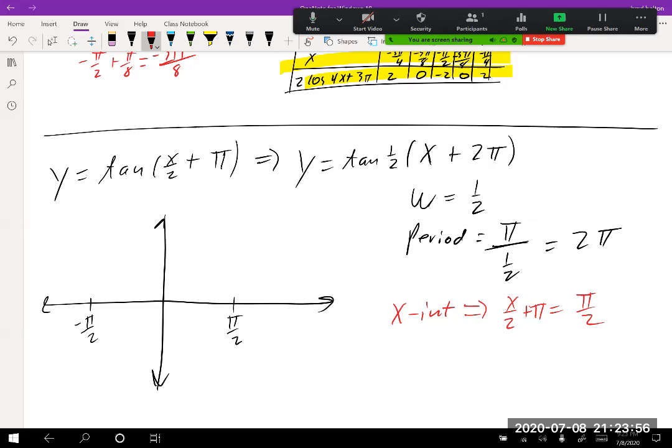Okay, because that's when cosine would be a problem. That's when it normally is, right? So now we can take into account x. I'm just going to multiply everything by 2. So this would become x plus 2 pi equals pi. Subtract 2 pi, subtract 2 pi. So x equals negative pi.